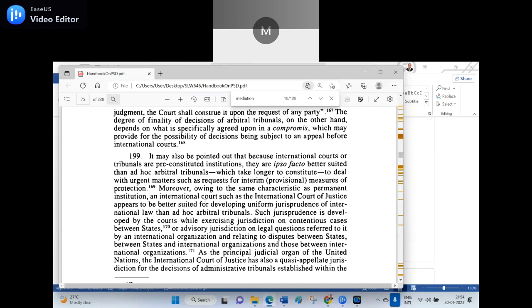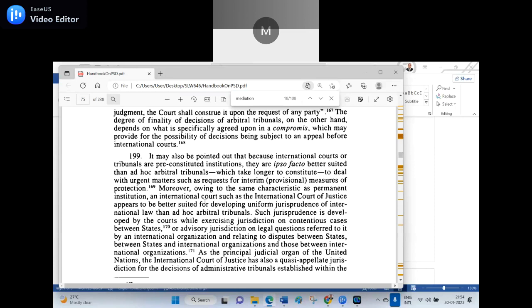It is better to deal with the cases in the judicial organ, which is nothing but the International Court of Justice, instead of relying on ad hoc arbitral tribunals. If both parties agree to the tribunal without any condition, the tribunal will prevail to resolve the issue instead of going to the International Court of Justice. Such jurisprudence is developed by the courts while exercising jurisdiction over contentious cases between states. So now the jurisprudence is there.